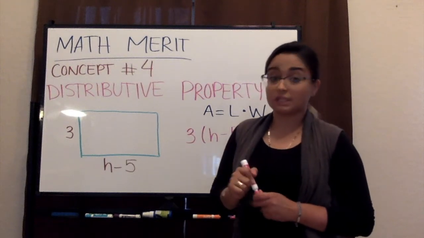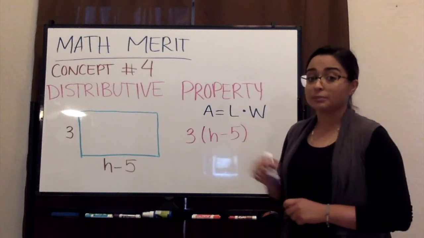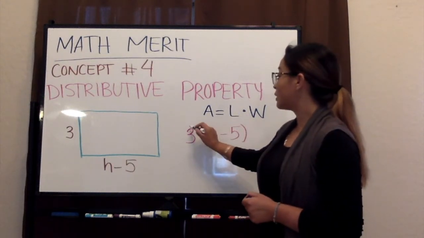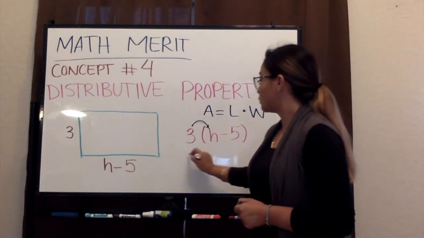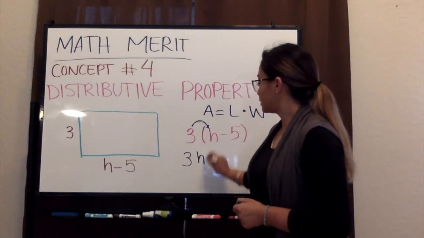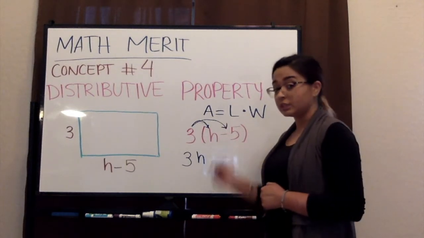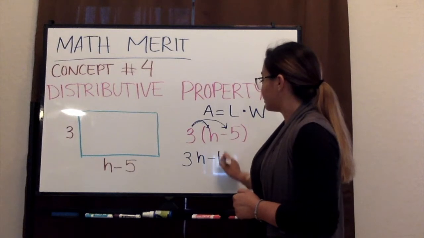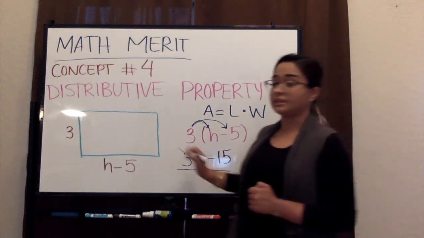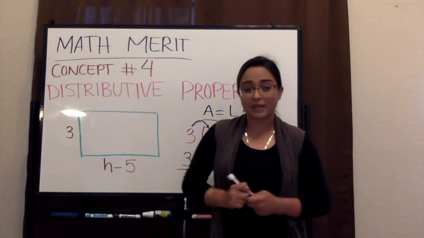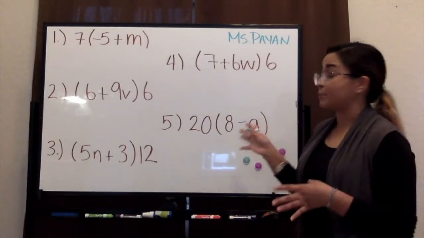So our math problem looks a little bit like this. Now we're going to distribute, meaning we're going to multiply 3 times h, which is 3h, and we're also going to multiply 3 times negative 5, which equals negative 15. And this is the surface area of that rectangle. Okay? Make sense? For your assignment today, I have 5 math problems on the board.